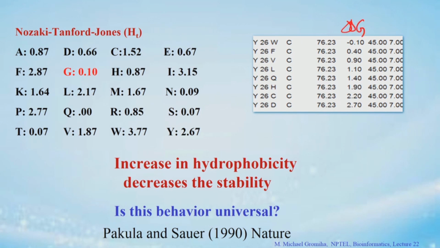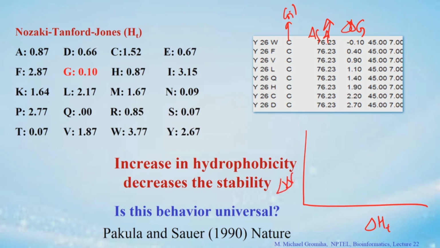So, where is this located? Exposed, because the ASA, 76.23, is highly exposed, and this is in the coil region. Let us see whether you have any trend with the hydrophobicity. Here you can make a graph, the delta H and delta G. Let us calculate the values.